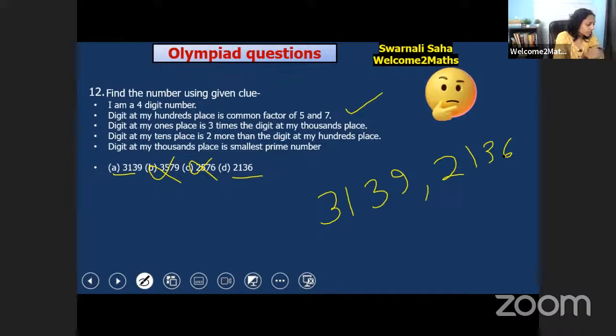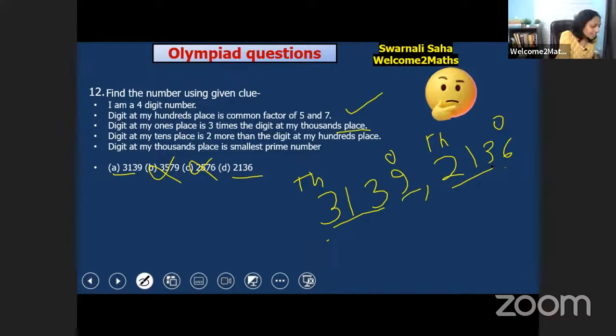So let's go to the next clue. Okay, read the next clue. Digit at my ones place is 3 times the digit at my thousandth place. Here is the ones place, and here is the ones place. And here in the thousand place is 3, and here is 2. You see, whenever we multiply 3 by 3, we get 9. And whenever we multiply 2 by 3, we get 6. So both of these numbers are still possibilities. So what we have to do? Let's read the next clue.